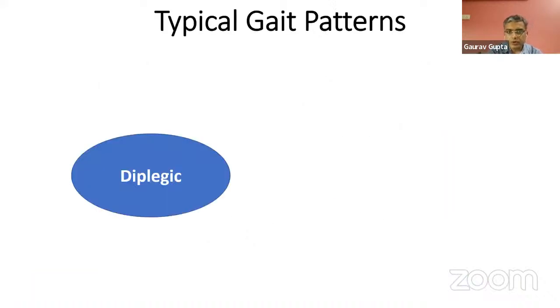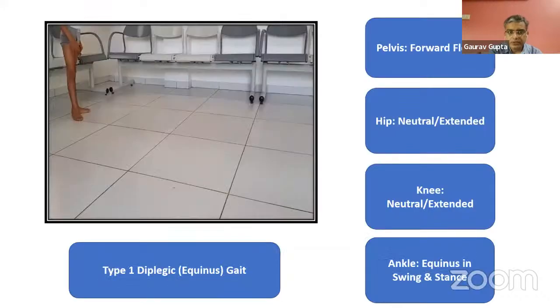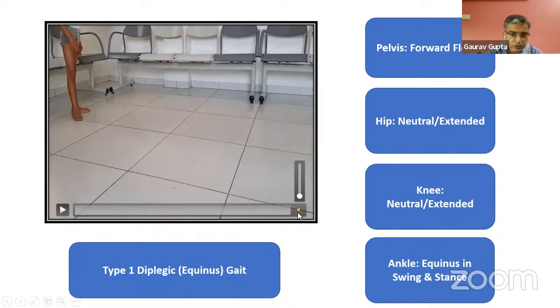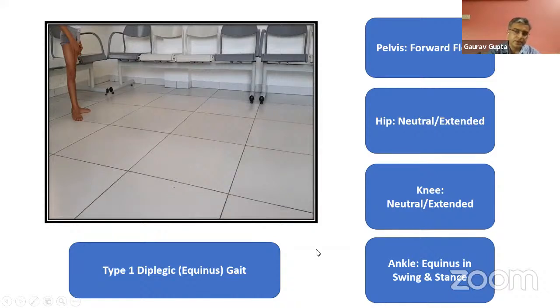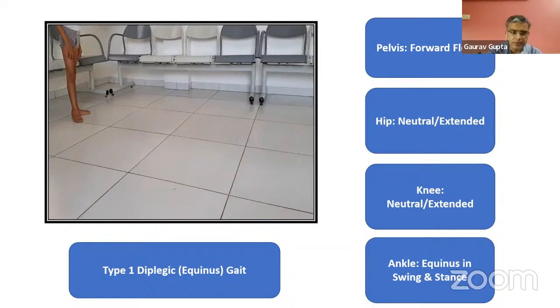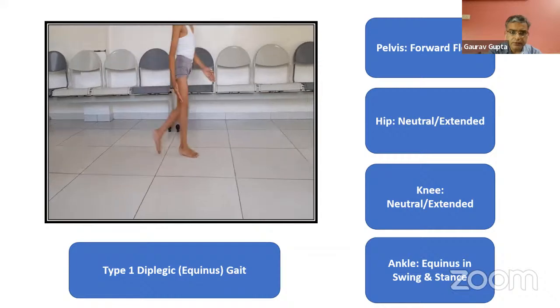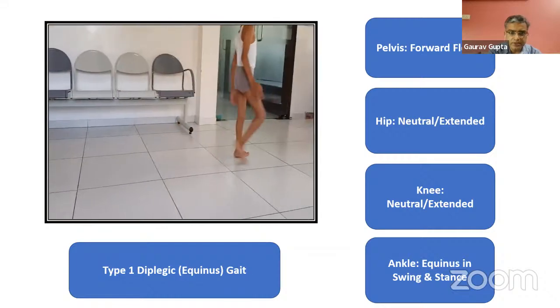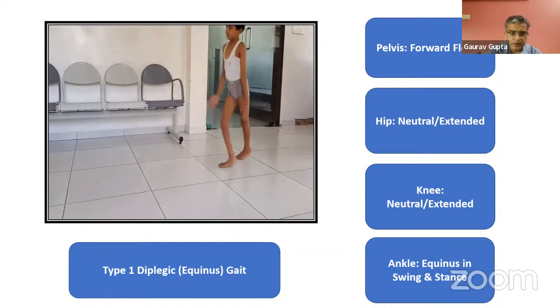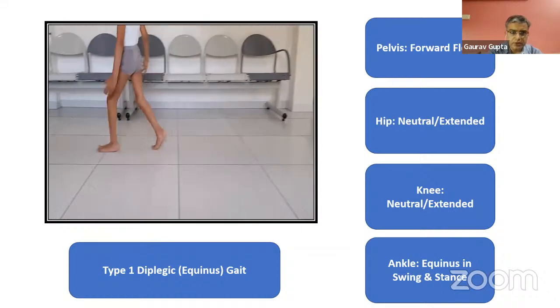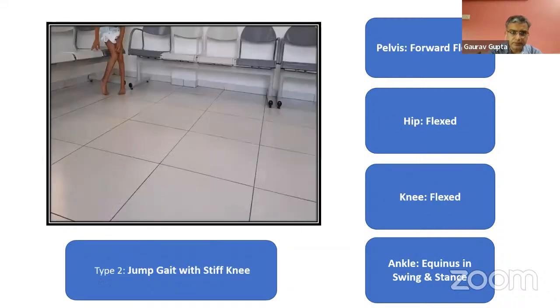Then let us talk about diplegic gait. So this is also further divided into four types. Type 1 is known as equinus gait. Here, mainly the ankles have equinus. Apart from that, hip and knee are more or less normal. Pelvis can be slightly forward flexed. You can see this child has full range at the knee, but the ankles are in equinus. It is known as equinus gait or type 1 diplegic gait.